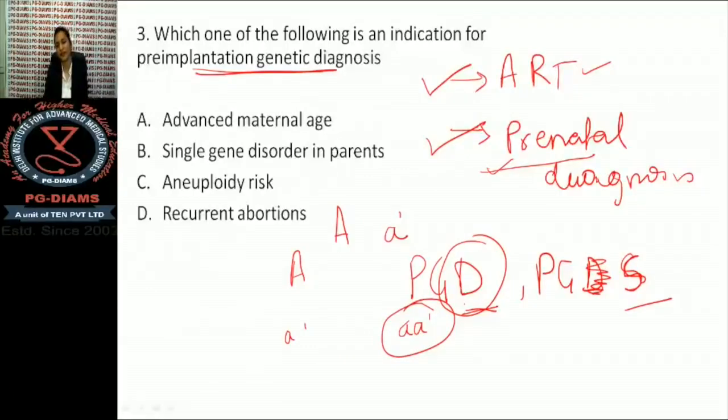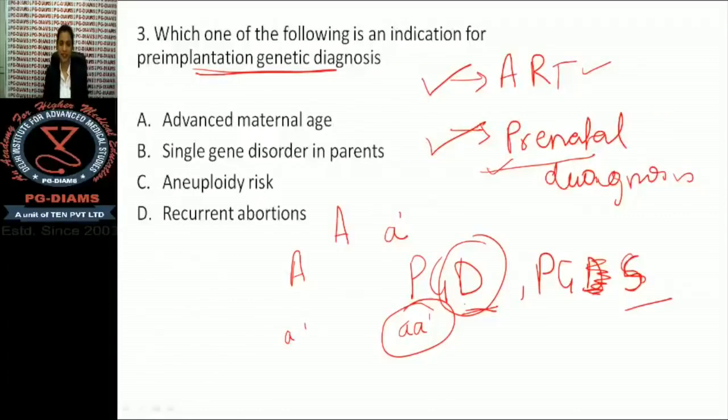So one option for them is to conceive naturally, and then at 11 weeks you do chorionic villus sampling, you do genetic testing, and you tell them whether the baby is affected or not. Now if the baby is affected, they'll have to abort the baby at 11 weeks. So that stress they have to undergo of conceiving and then aborting an affected baby, this can be overcome if you do pre-implantation genetic diagnosis.